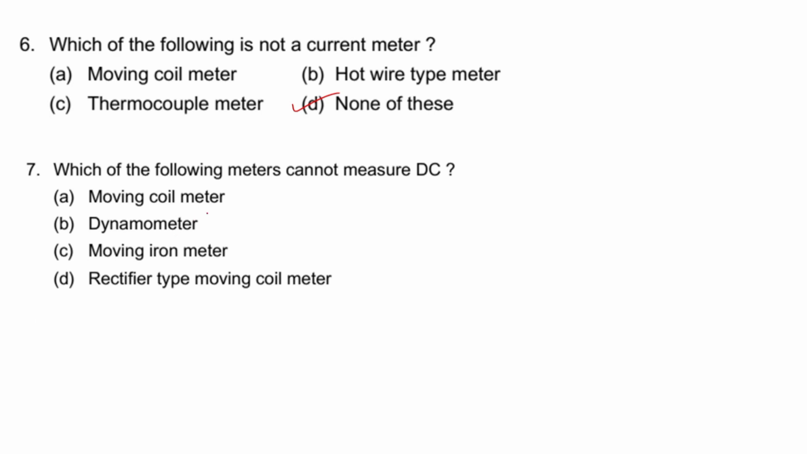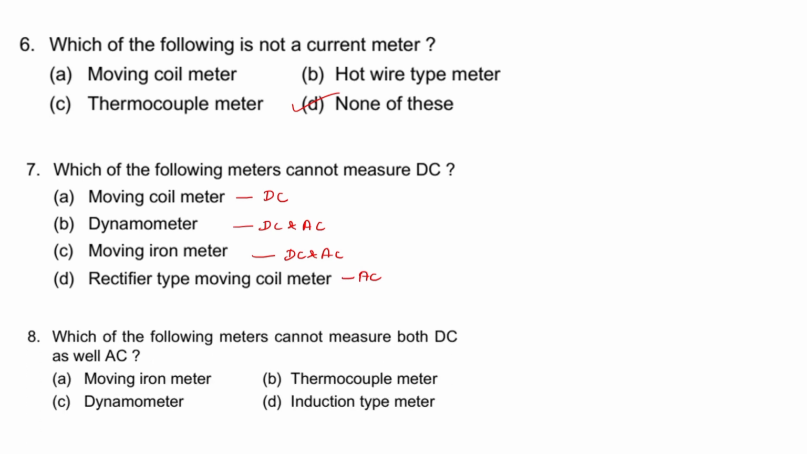Next, which of the following meters cannot measure DC? The answer is rectifier type moving coil meter. Other meters are used to measure DC. The first meter, moving coil meter, is used to measure DC. Dynamometer is used to measure DC and AC. Moving iron meter also measures DC and AC, but rectifier type moving coil meter is used to measure AC only.